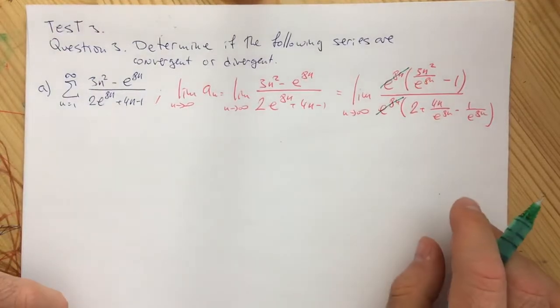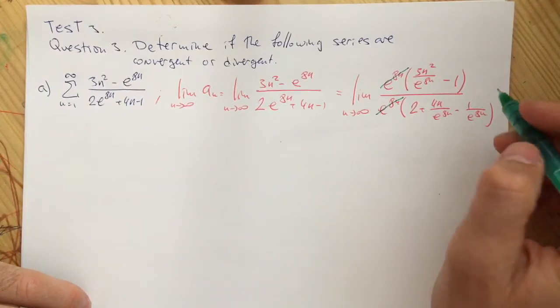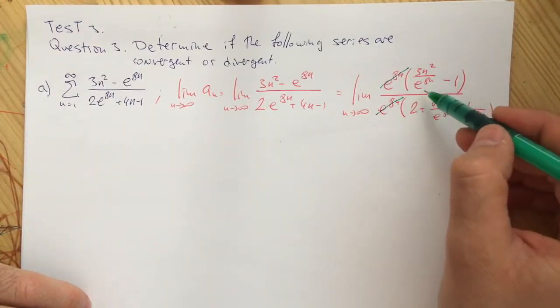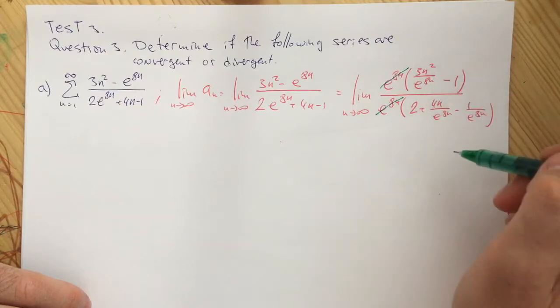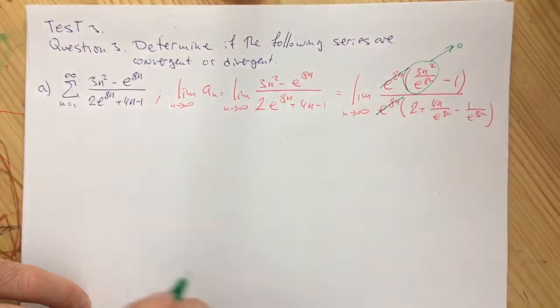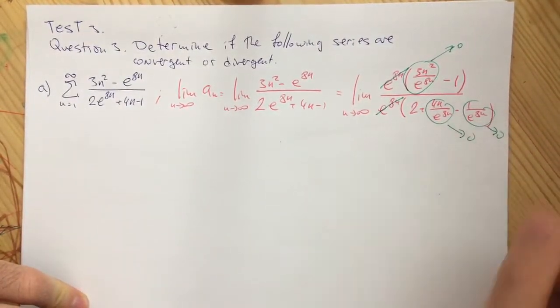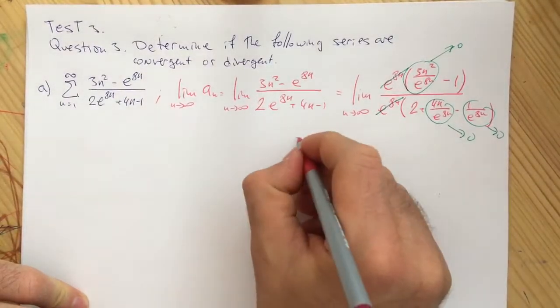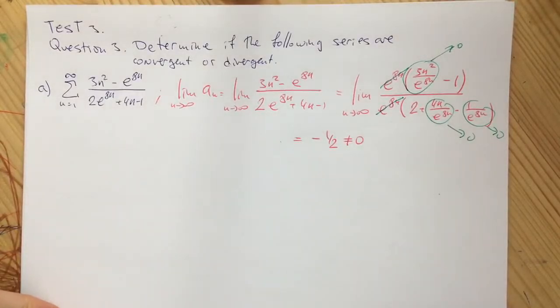From the classes so far and from the video uploaded already, what we know is that the exponential functions go much faster to infinity than any polynomial of any order, which means that this quadratic over the exponential will go to 0 as n goes to infinity, and by the same logic these will go to 0, which means that this limit is simply -1/2. Well, -1/2 is not 0.